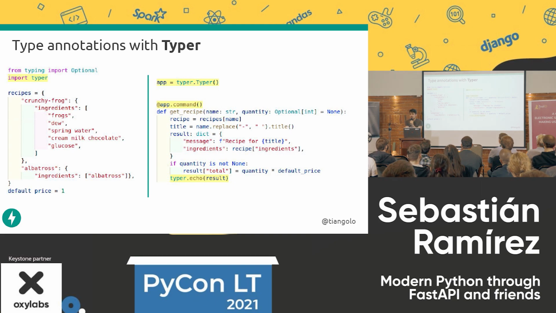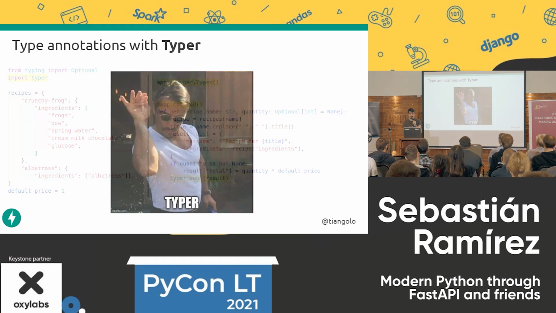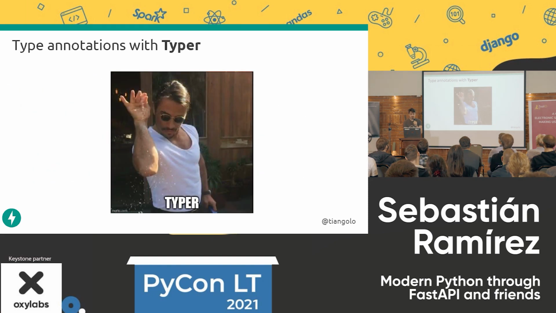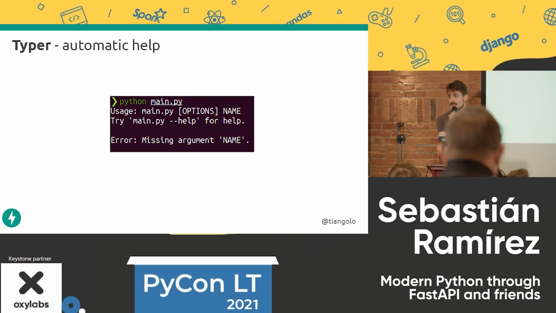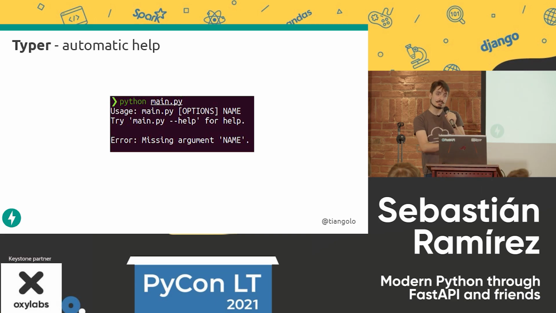And now, because we don't want to just return something because this is not a request, we want to print something on the screen, we are saying, hey, Typer, echo this result. So we just add a little bit of Typer salt. And now we get an automatic command line interface application from that function using type annotations.